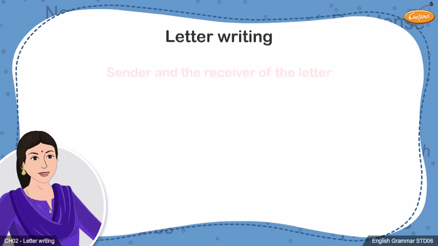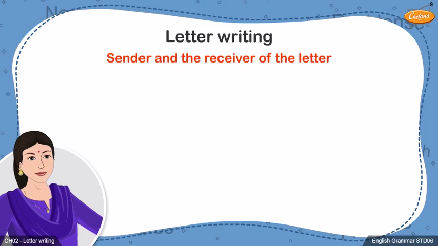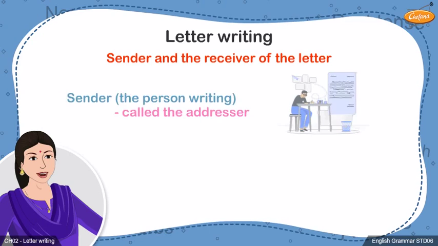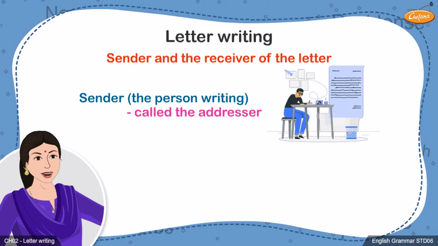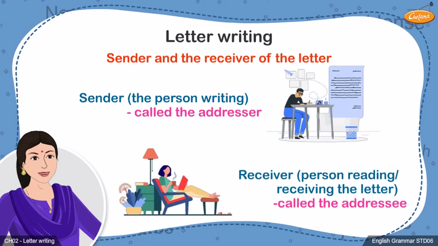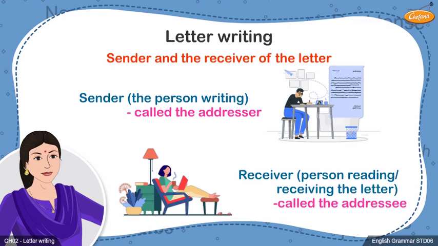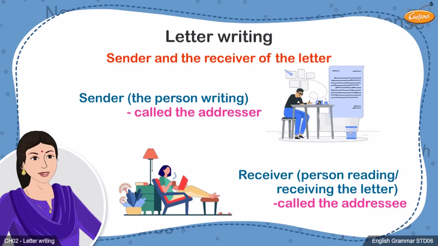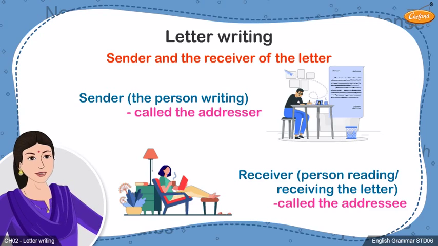Let's learn a little about the sender and the receiver of the letter. The person writing the letter is called the addressor, while the person to whom the letter is written is the addressee. We can write different kinds of letters on any topic or subject matter.